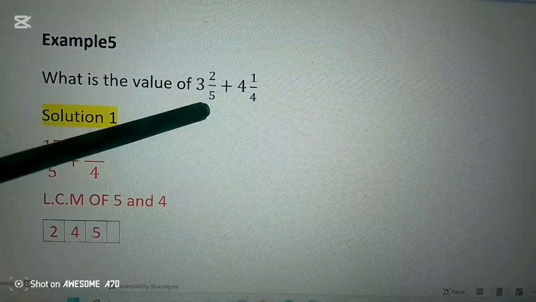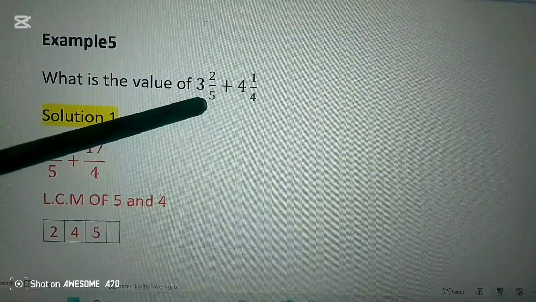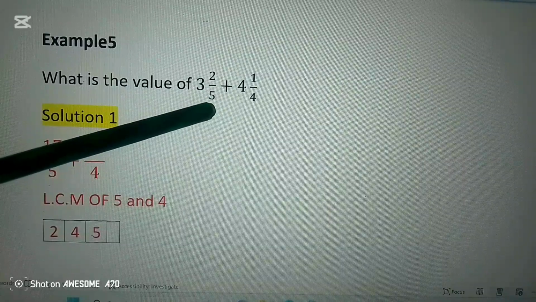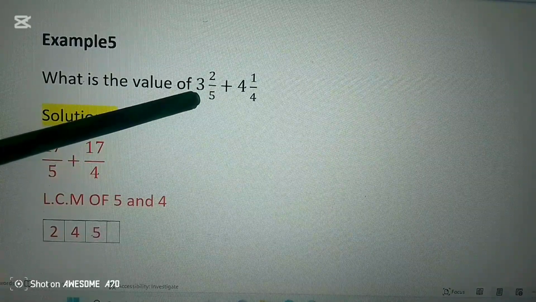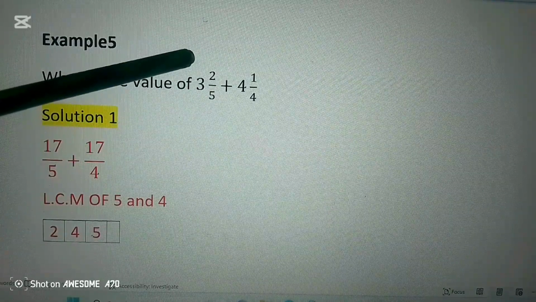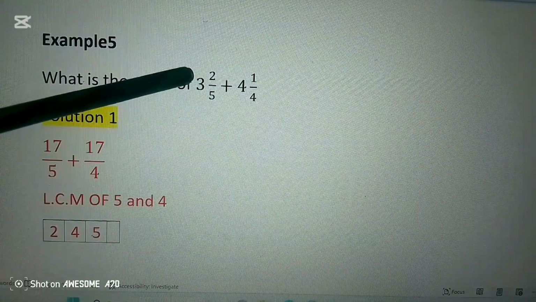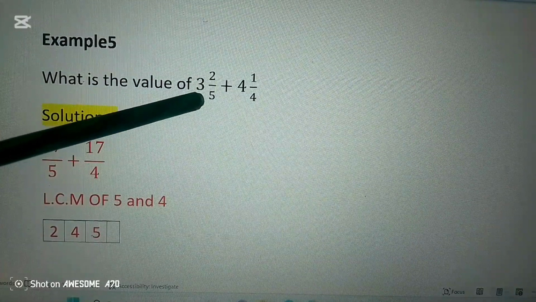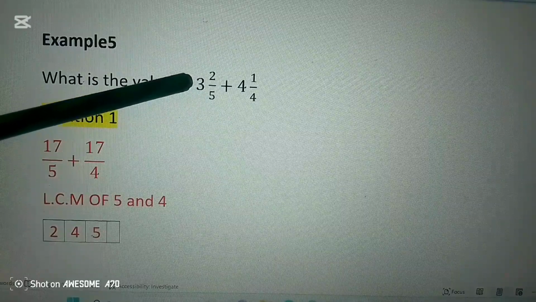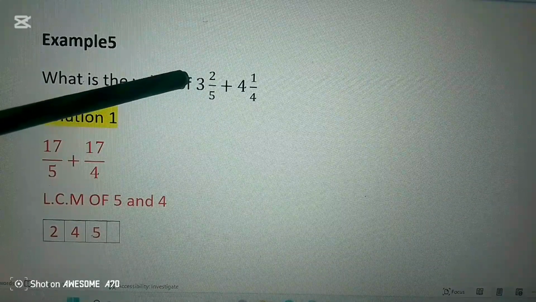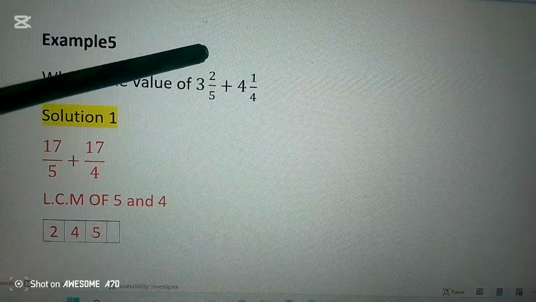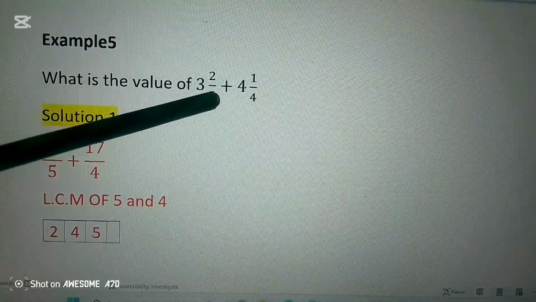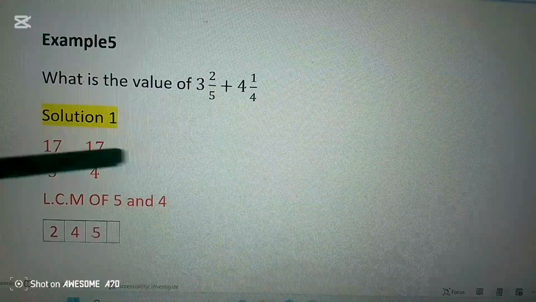So let's change it into an improper fraction. It will be 5 times 3 plus 2. 5 times 3 is 15. 15 plus 2 is 17. So we are having 17 over 5 for this one.